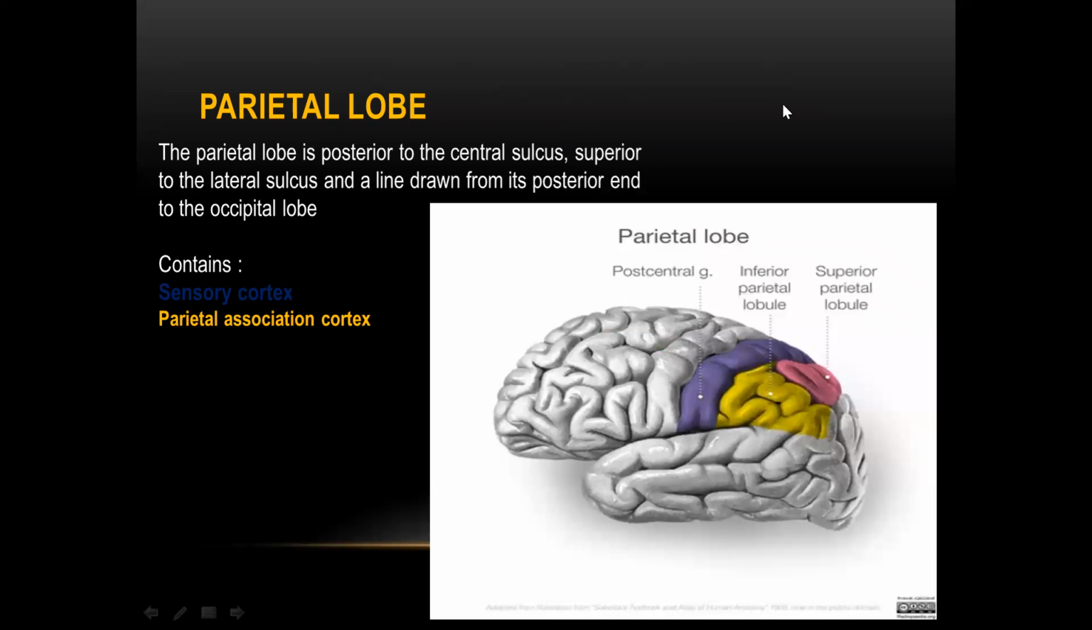Now the parietal lobe. The parietal lobe is located posterior to the central sulcus and above the lateral sulcus. It consists of the central sensory area, which is also called the postcentral gyrus. The anterior one was the precentral gyrus, responsible for motor, and the postcentral is responsible for sensation of the body. There are also parietal association areas, which coordinate the stimuli of sensation.